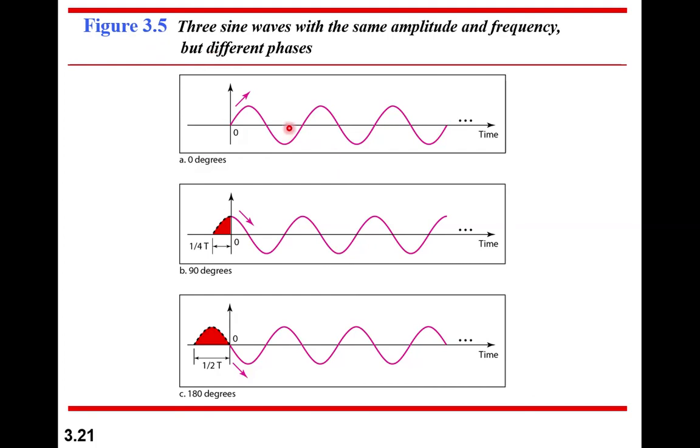These are the 3 sine waves. Their frequency is the same. In the same time period, they cover the same number of cycles. The amplitude is the same, but the phase is different. Here the phase is 0, here the phase is 90, and here the phase is 180.